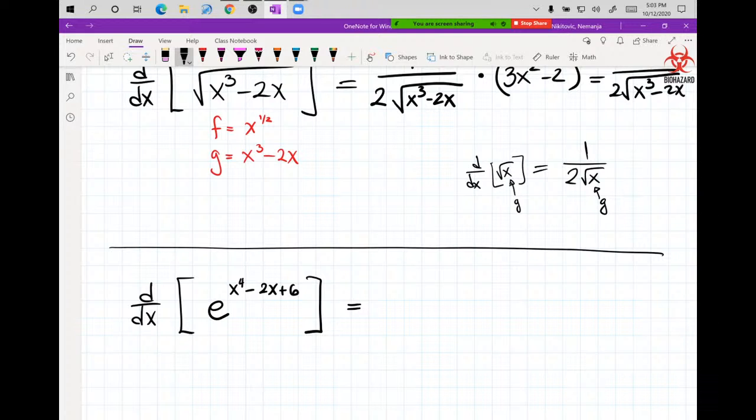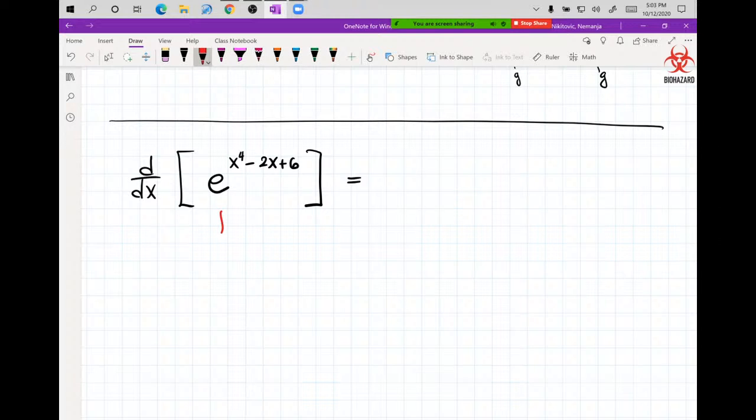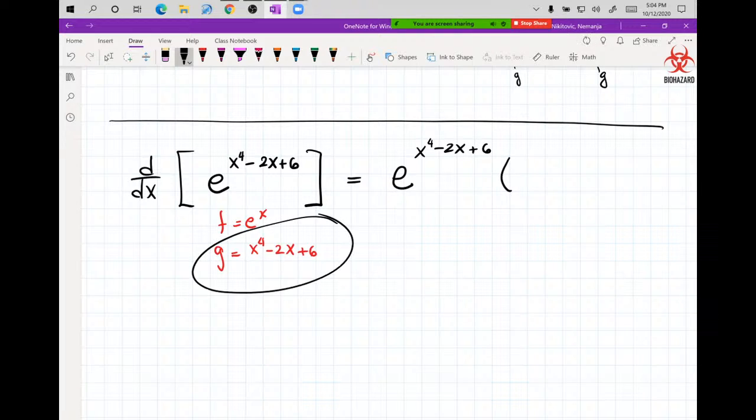So we are going to do the same. We have f, which is just e to the x, and g is this polynomial x to the 4 minus 2x plus 6. So we know that the derivative of e is itself, but remember, we can't put e to the x, we put e to the g. E to the g, which is the whole thing, and then times the derivative of g, which is 4x cubed minus 2x plus 6.